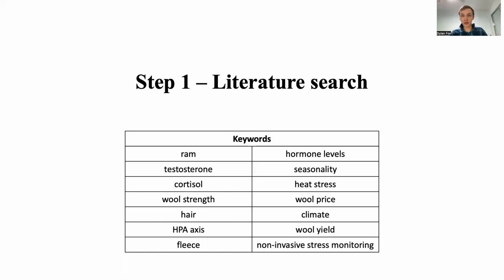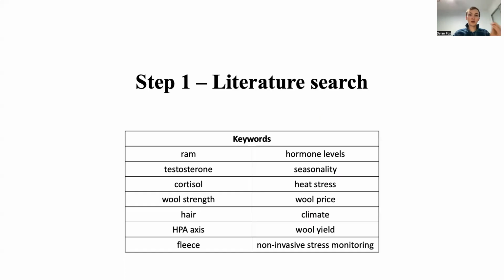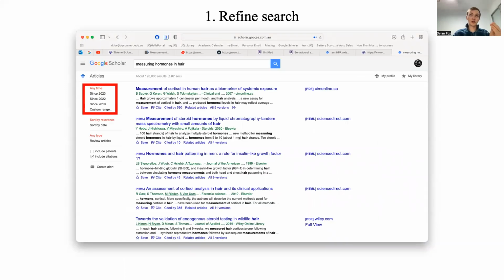Another thing that we'll eventually do down the track is break these keywords into smaller themes. So one's related to hormones specifically, one's related to animal welfare if we get to that point, talking about heat stress. And then one's talking about the wool side of things, and then the climate side of things. So the first thing you need to do, once you know your keywords, is you need to refine your search.